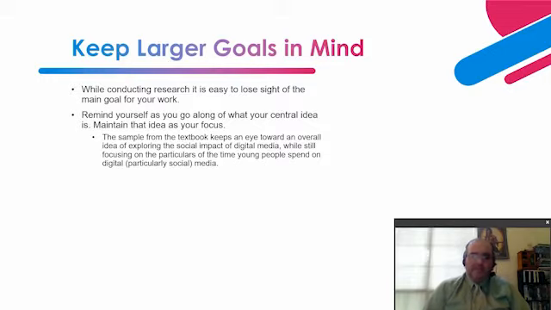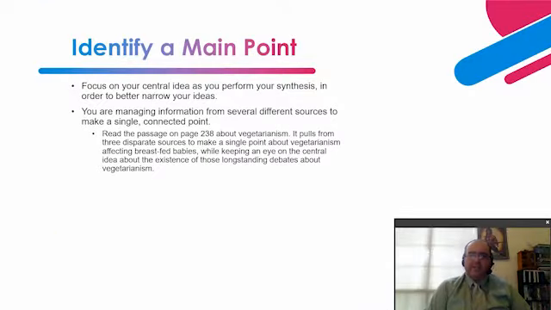Now, the sample that's in the textbook keeps an eye toward an overall idea for exploring the social impact of digital media. Okay, while it still focuses on the particulars of the time young people spend on digital media. Okay, particularly focusing on social media. So focus on your central idea as you perform your synthesis in order to better narrow your ideas. Like I said, keep an eye toward your research question, whatever it is you are trying to answer as you're doing your research, so that you're only looking for the stuff that answers that question. Okay? You are managing information from several different sources to make a single connected point.